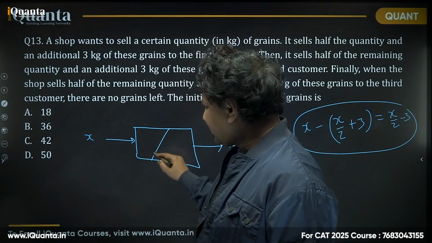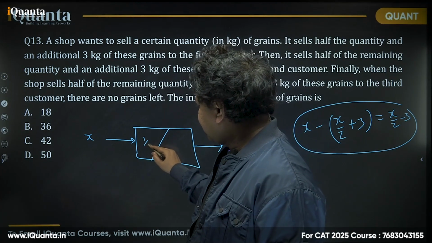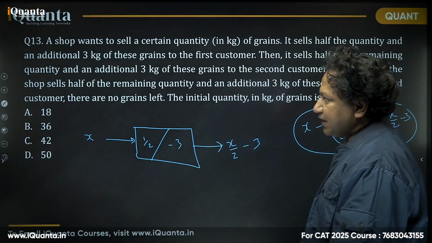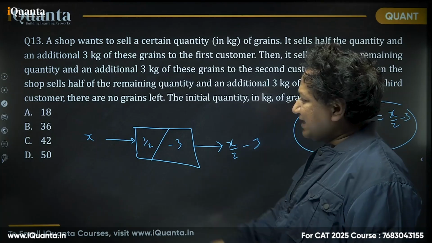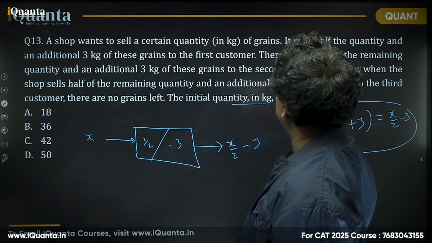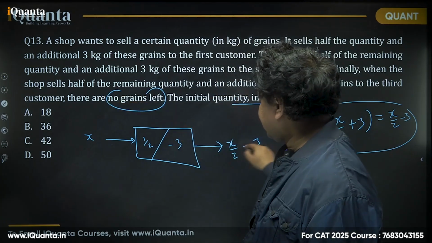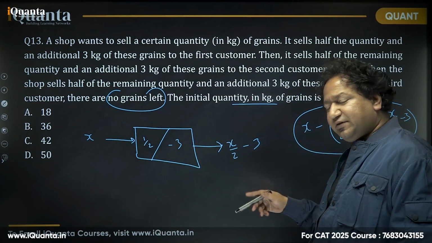If this is a processing box, first things get halved and then 3 is subtracted from it. That is the forward process. By the way, we have X, the initial quantity, which we do not know. But we know the final quantity, there are no grains left. Final is 0. So if this happens 3 times, we should get 0 in the end.